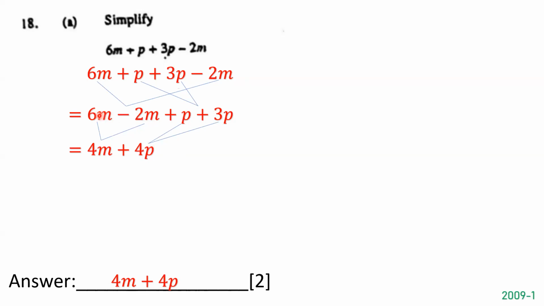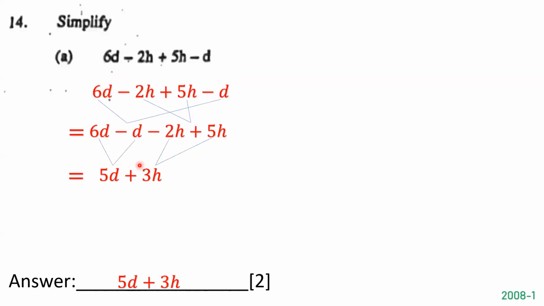So we have 6m minus 2m. We perform the operation. 6m minus 2m is definitely 4m. And p plus 3p, well, this is p, but it's actually 1p, because every time you see a letter by itself, the number in front of it is definitely 1. So this is 1p plus 3p, and 1p plus 3p is definitely 4p. And so we have 4m plus 4p, and that's our answer right there. These are unlike terms, so we cannot simplify it any further. We have to leave it.